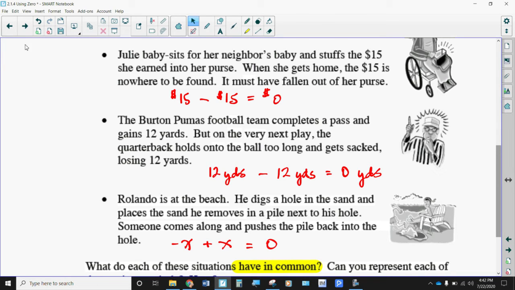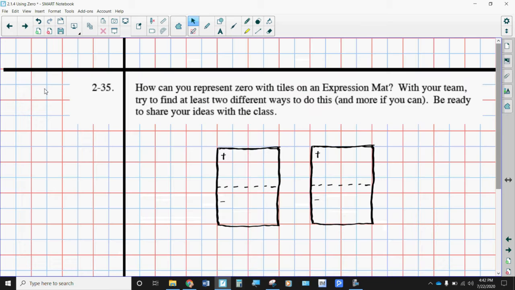Let's just work on the mechanics of what we do to simplify expressions using algebra tiles. Okay, so here's the direction for problem 35. It says, how can you represent 0 with tiles on an expression map? With your team, you're at home reading this and watching this video, so you're working on your own.